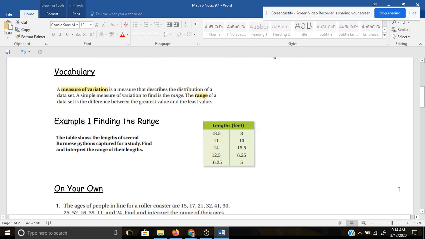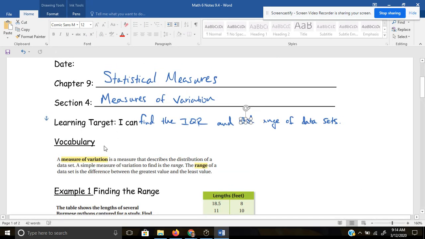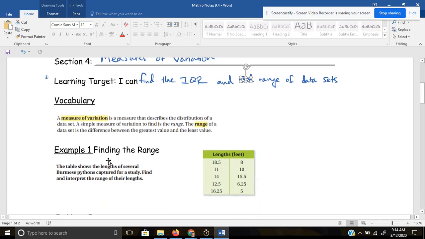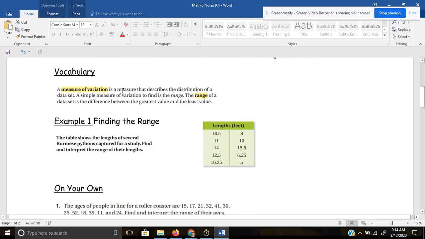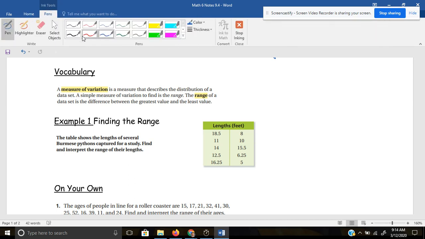For our vocabulary, the section title is measures of variation. So what are measures of variation? A measure of variation is a measure that describes the distribution of a data set. So how our data is distributed. So I'm going to kind of underline that. The distribution, or how it's distributed or spread out.